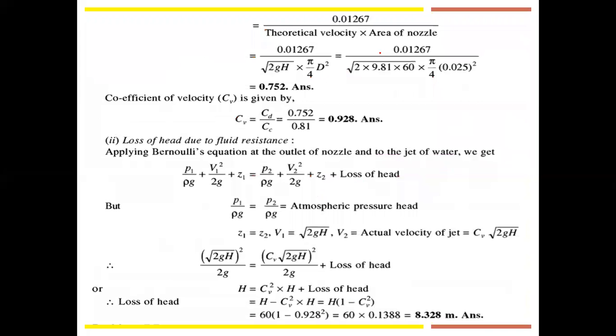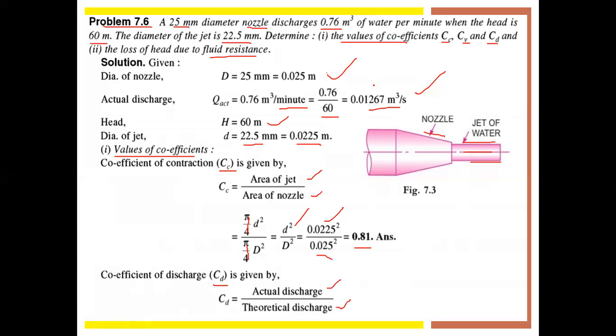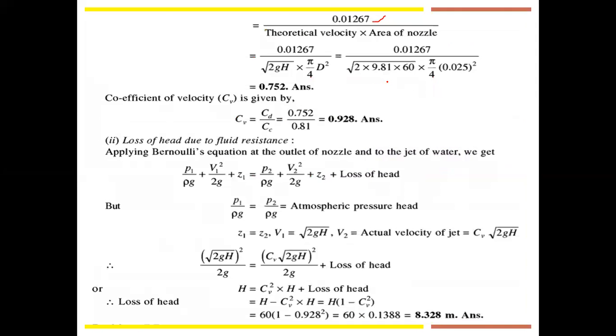Then the coefficient of discharge CD is given by actual discharge by theoretical discharge. Substituting the values, the actual discharge we got is 0.1267 divided by the theoretical discharge, which is root 2gH into area of the nozzle.